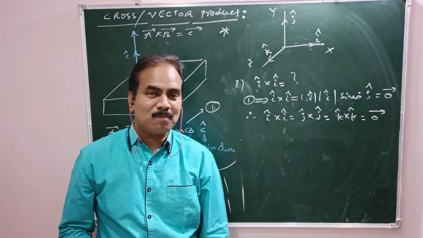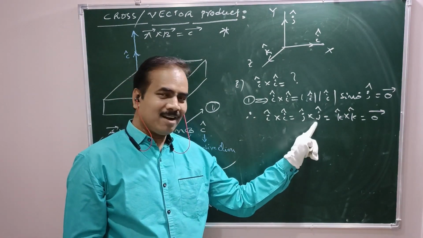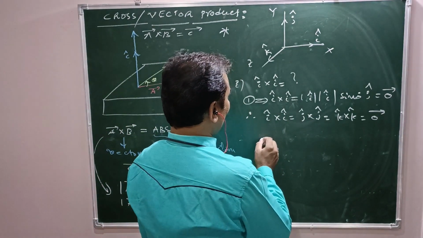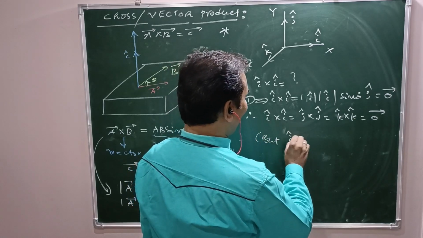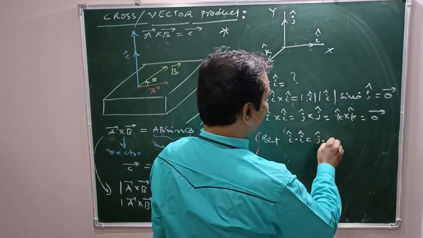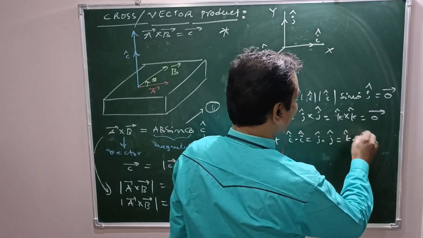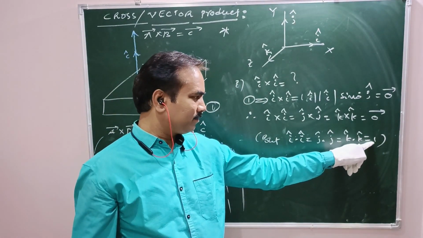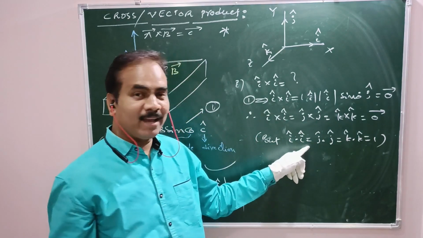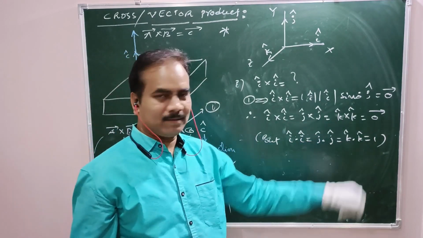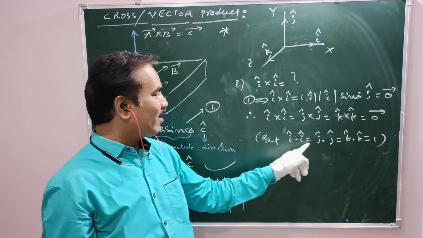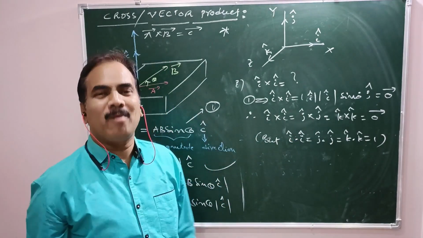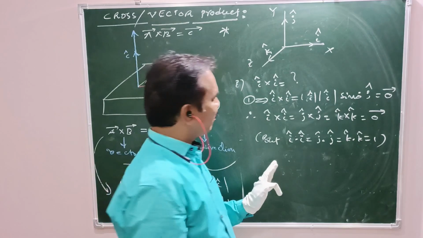But in the case of dot product, I dot I equals J dot J equals K dot K equals 1, as in the previous result for the dot product or scalar product. The dot product of any unit vector with itself is 1. That is, I dot I equals J dot J equals K dot K equals 1. But here I cross I equals J cross J equals K cross K equals 0 bar. See the variation, right?